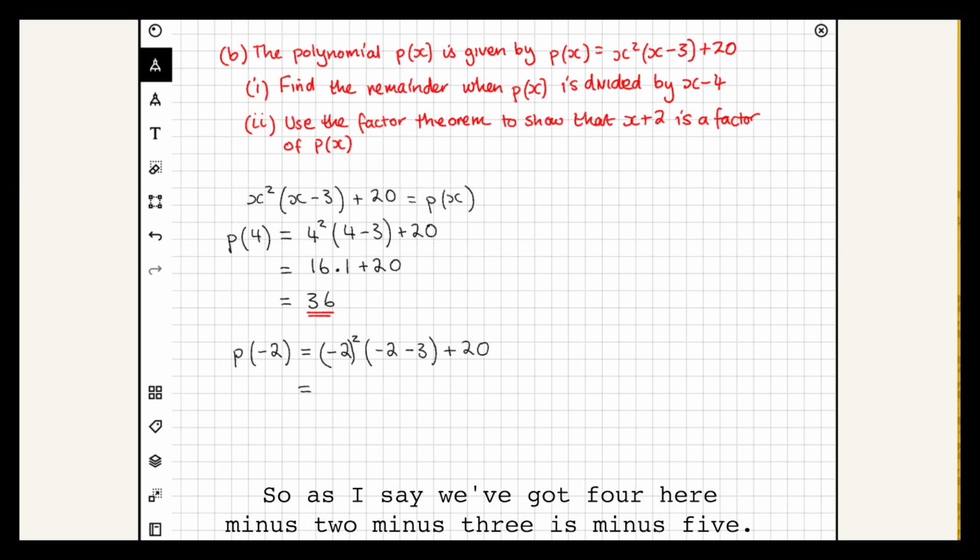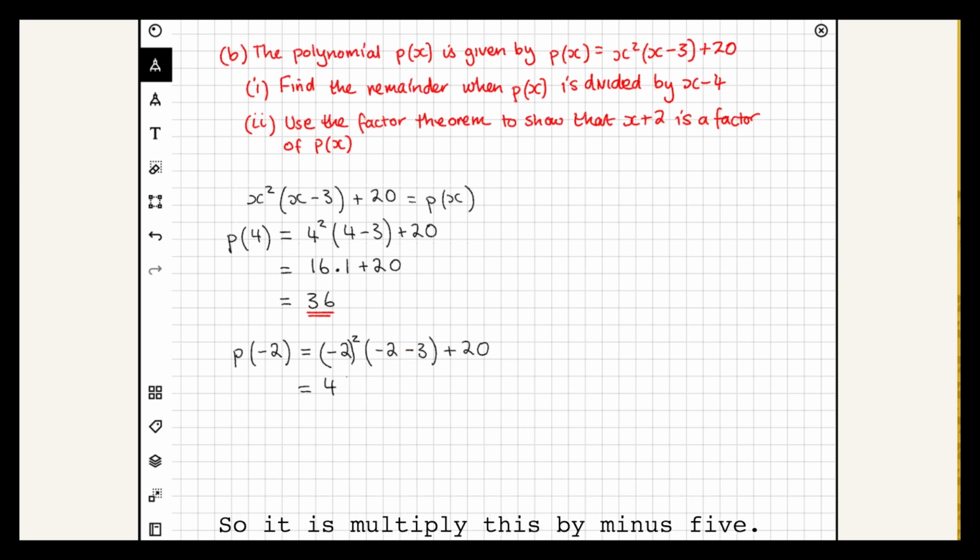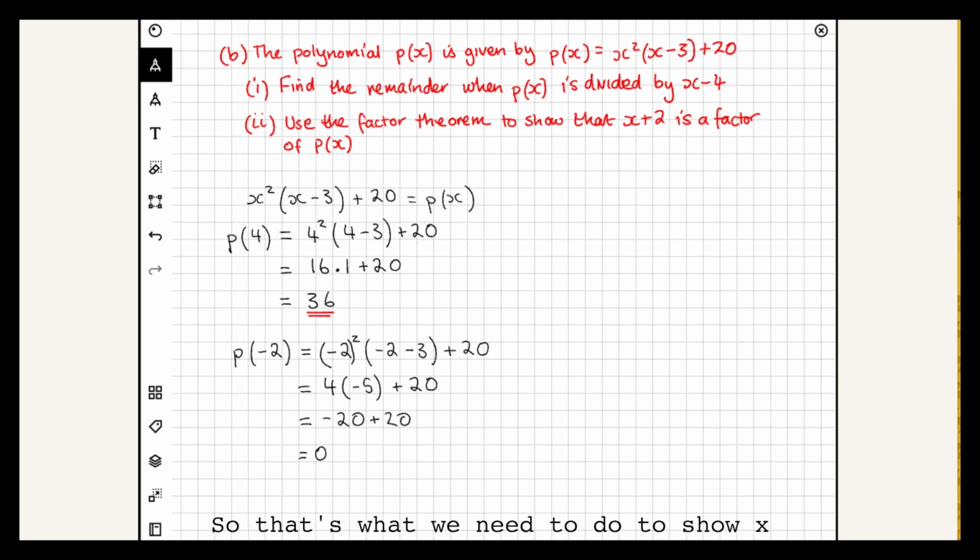As I say, we've got 4 here. Minus 2 minus 3 is minus 5, so let's multiply this by minus 5. And then I've got plus 20. That would be minus 20 plus 20, which equals 0. So that's what we need to do to show that x plus 2 is a factor of p of x.